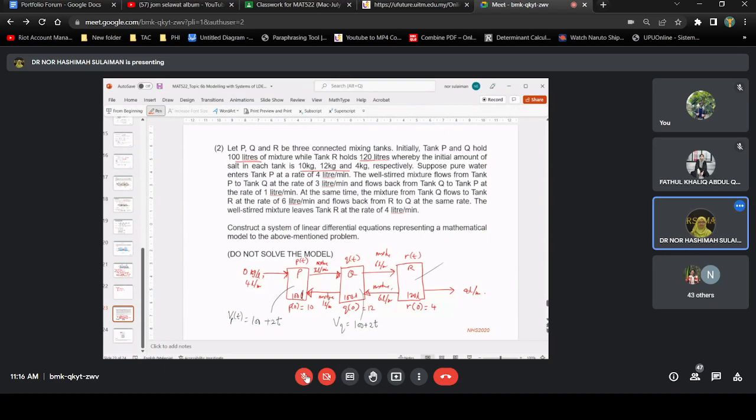Okay, but this one? Inflow is 6, outflow how much? 10. So 6 minus 10? Negative 4. So you have 120 minus 4t. Okay, can you understand? Then you can come up with the model.